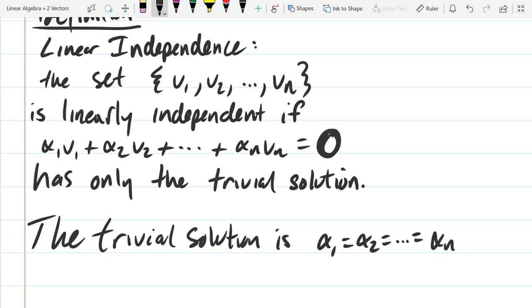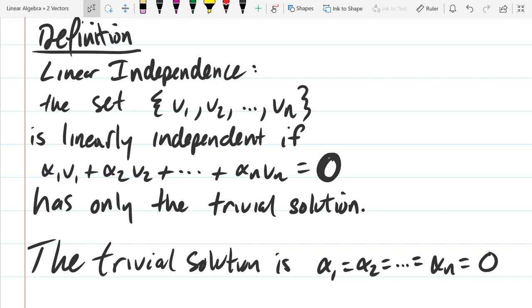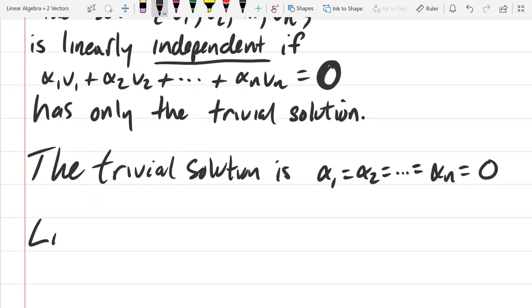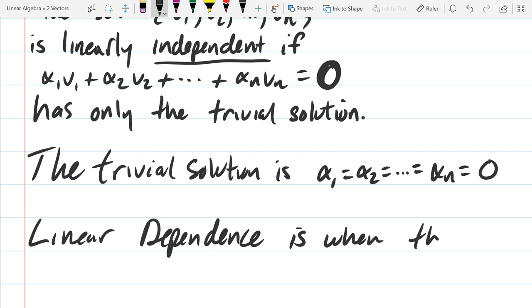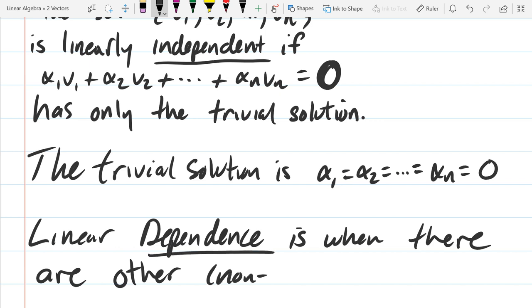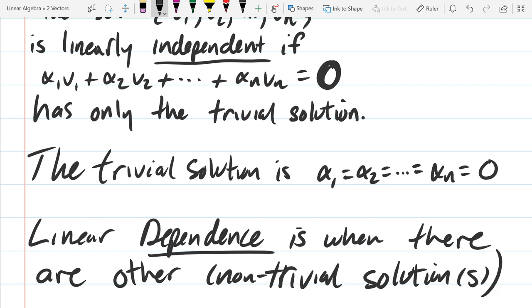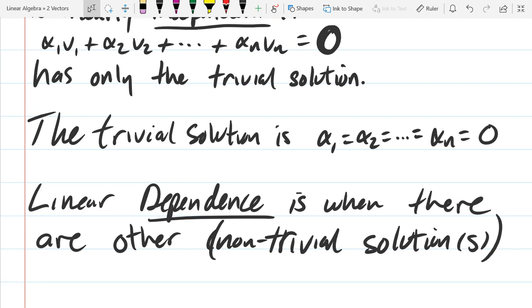So the trivial solution is all of the alphas equals zero. So you can just write it all together. Alpha 1 equals alpha 2 equals dot dot dot alpha n equals 0. Now remember, a homogeneous system always had at least one solution, which was the trivial solution. So you always get the trivial solution. You're independent if that's the only solution. So if there is one or more solutions besides the trivial, it's what we call dependent. So linear dependence is when there are other non-trivial solutions. Now, if your problem is linear, if you get one non-trivial solution, any scalar multiple of that will be a non-trivial solution.